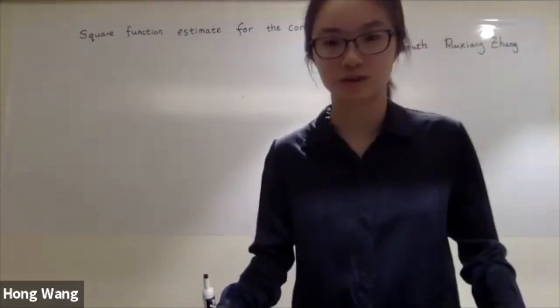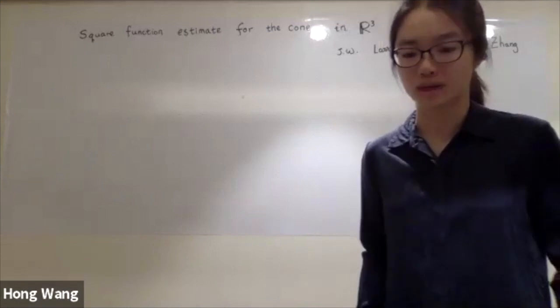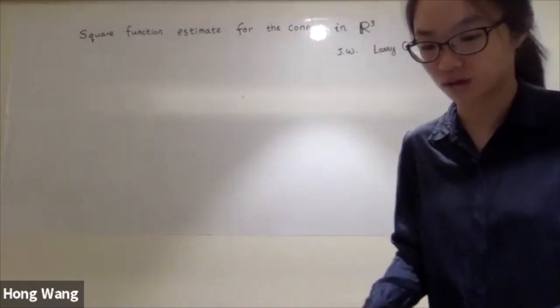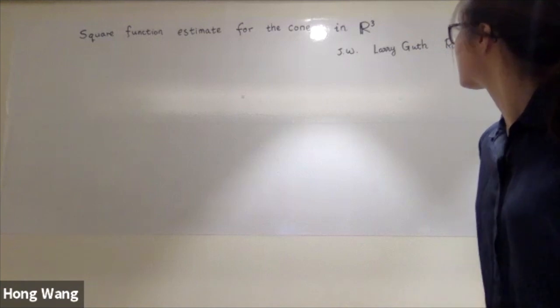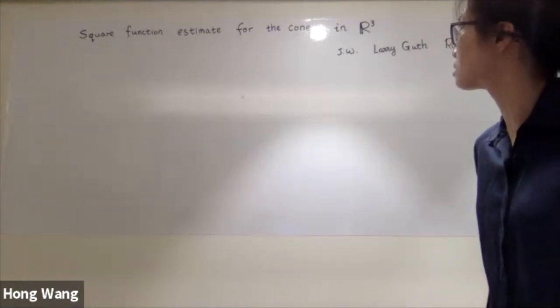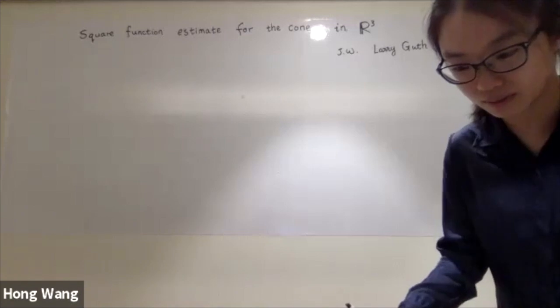Thank you very much for the opportunity to be able to speak here. And today I'm going to talk about joint work with Larry Guth and Ruixiang Zhang about a square function estimate for the cone in R^3.